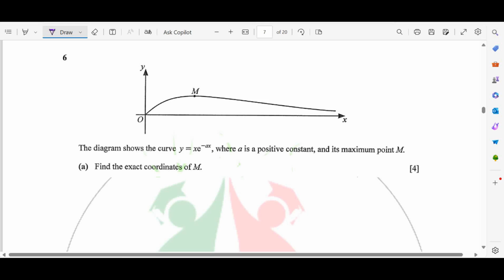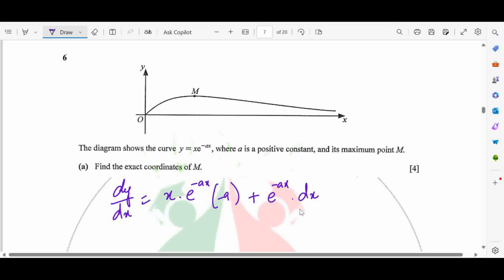In question number 6, find the diagram. The diagram shows the curve y equals this, where a is a positive constant and its maximum point is M. So the maximum point is M, so we need to find dy by dx. So dy by dx will be equal to first into derivative of second plus second into derivative of first.